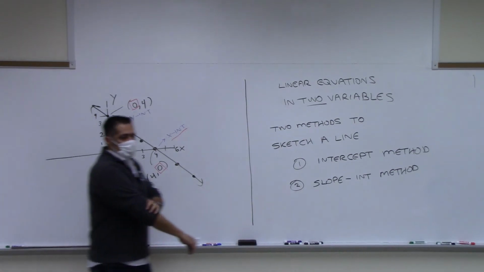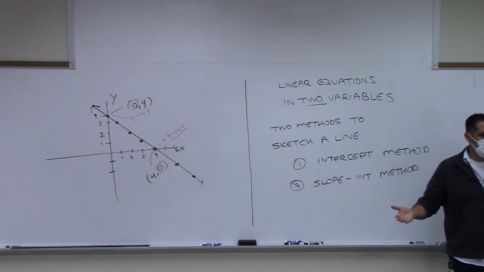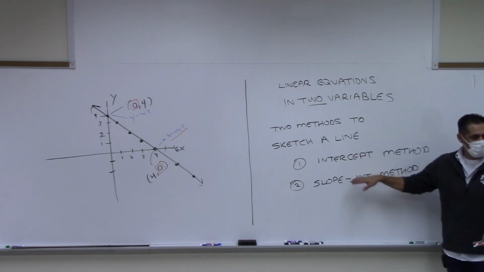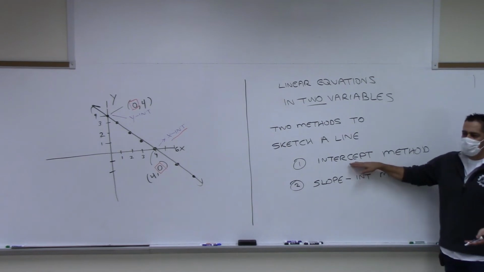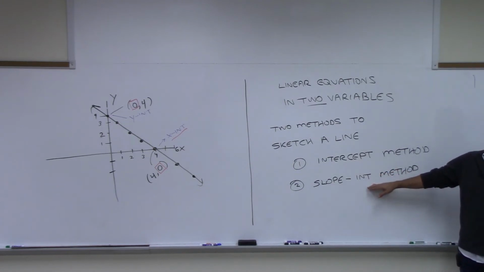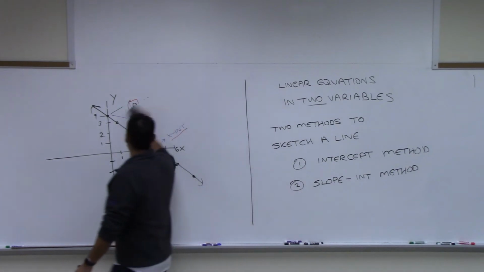And then when we have our next test, I'm not going to tell you which one to use. You're going to be free to use whichever one you want. But there are advantages and disadvantages to each one, right? So sometimes the intercept method's better, quicker. You won't make as many mistakes. Sometimes the slope intercept's better. It's really kind of, you have to look at the problem and see.